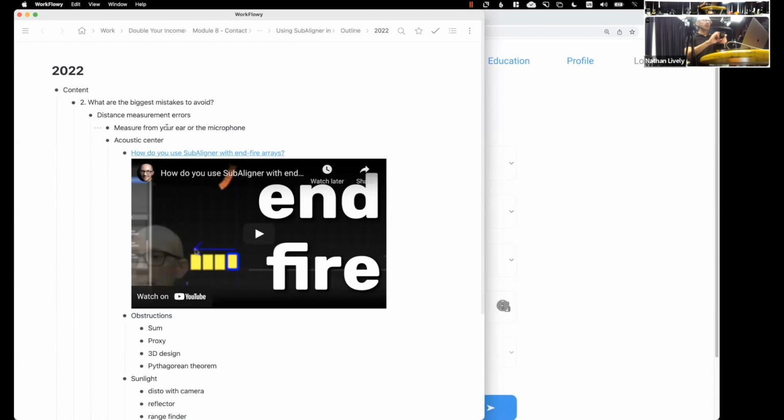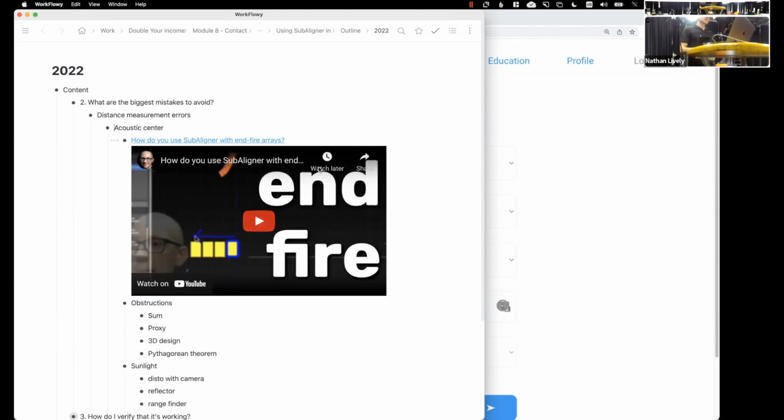So measure from your ear to your microphone. You saw that guy in the picture holding the thing like this, right? It's a good idea. Or put it right next to your microphone if that's what you're going to use. So you measure to the acoustic center of the array.